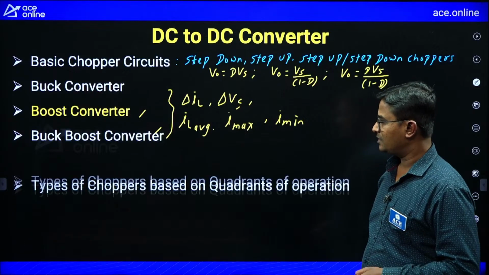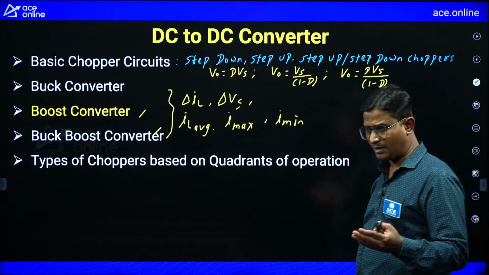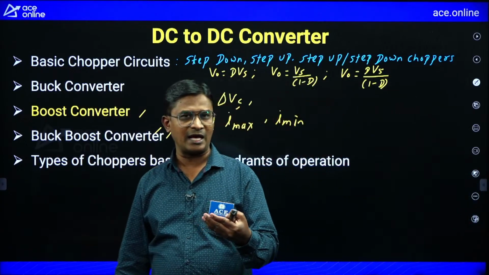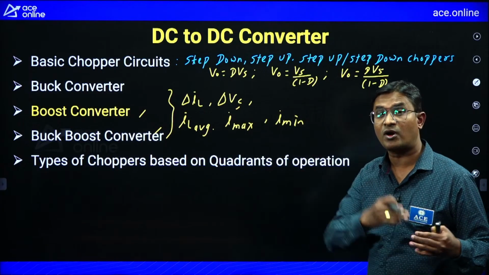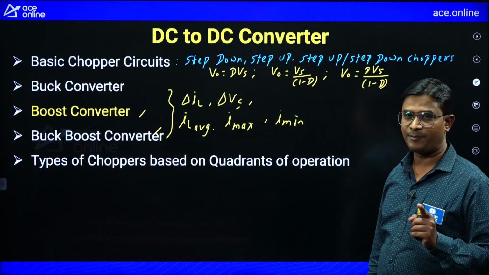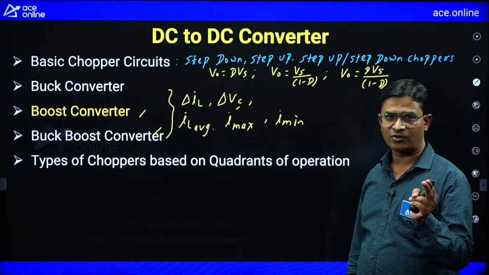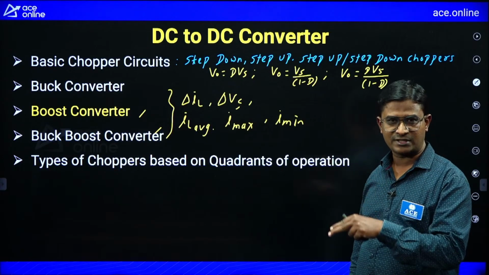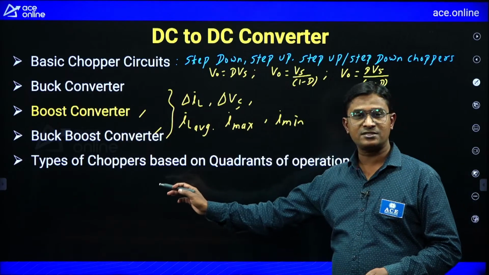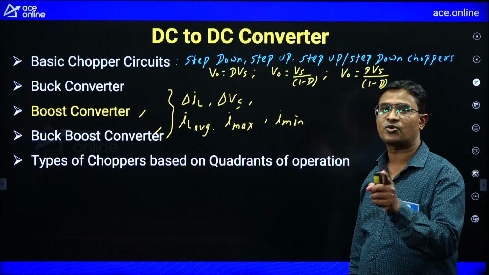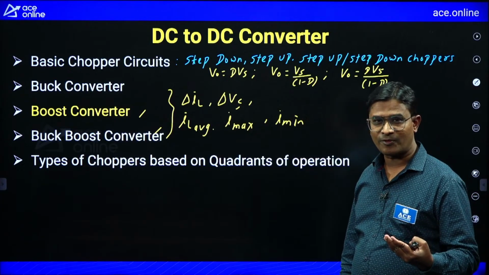Next, the types of choppers based on the quadrants of operation. We have type A, type B, type C, type D and type E choppers. You need to understand which chopper is related to which quadrant. Type A chopper operates in the first quadrant. Type B, second quadrant. Type C, first and second. Type D, first and fourth. Type E is all four quadrants. So please go through it. Some questions have been asked: Type A chopper operates in dash dash quadrant. Type D chopper operates in dash dash quadrant.